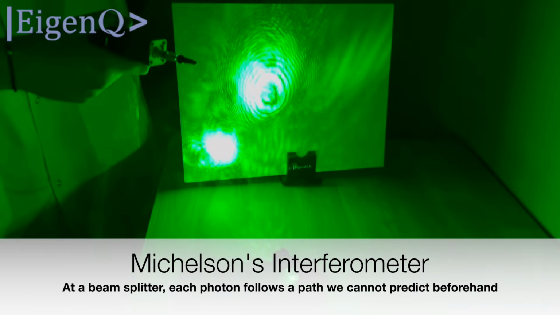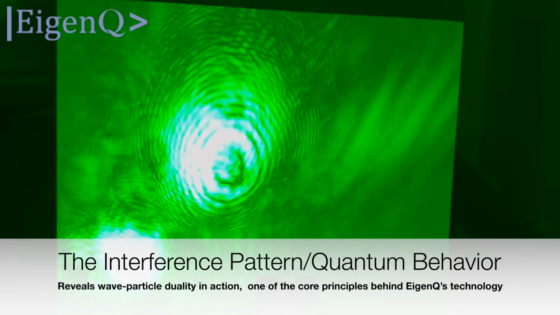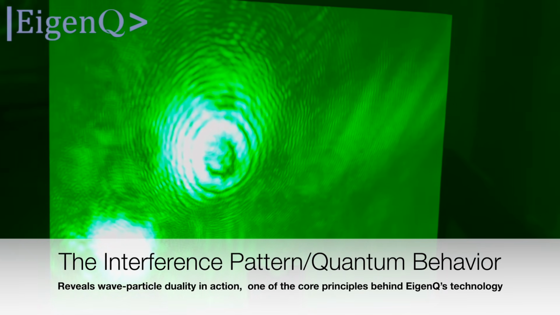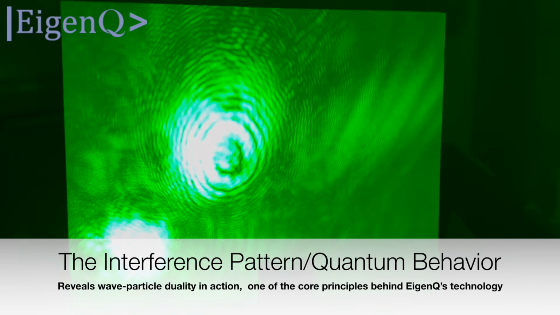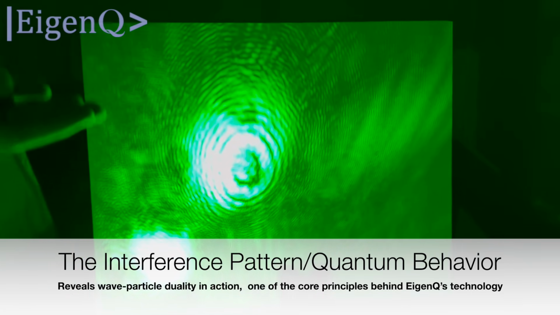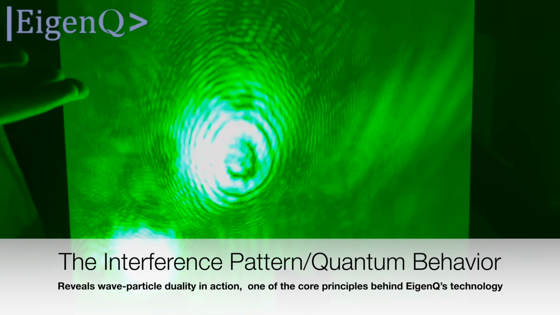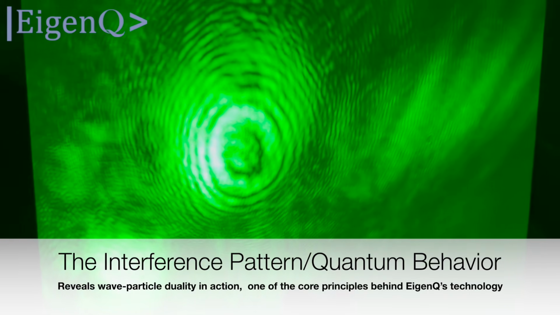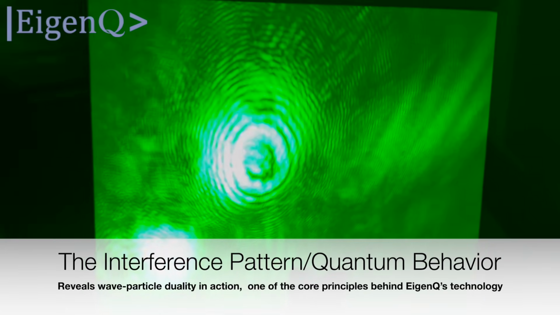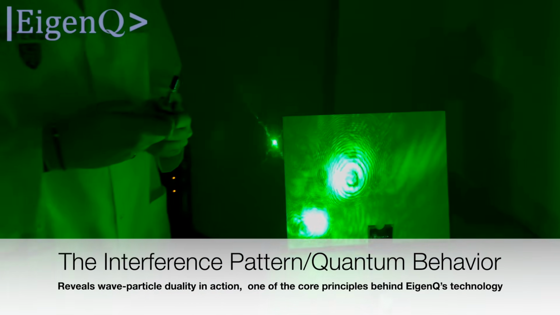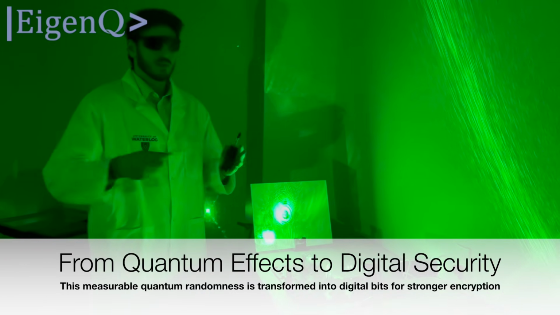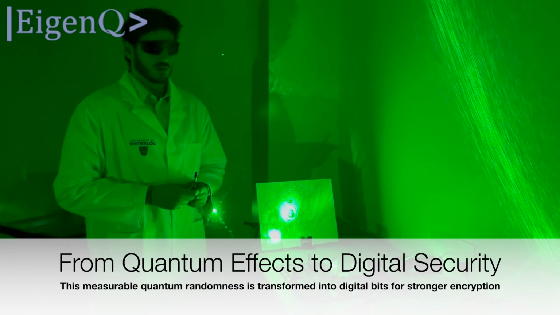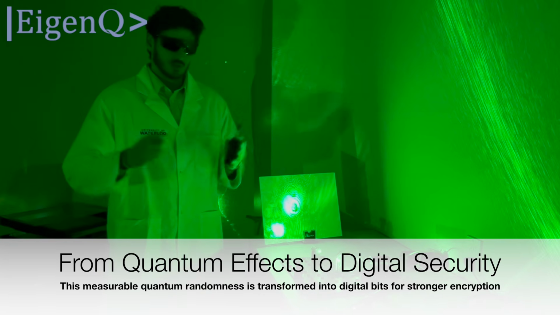The interference pattern shown here on the screen is showing and grounding the fact of wave-particle duality. That is, light behaves as a particle and as a wave at the same time, and there is no way for us to know when it's behaving like a particle and when it's behaving like a wave. This is a very ugly, chaotic, and noisy pattern shown on the screen, and this is exactly how EigenQ translates this chaos into number bits that computers can understand, such that we can encrypt keys and do many different things with encrypting data on servers, computers, phones, tablets, you name it.